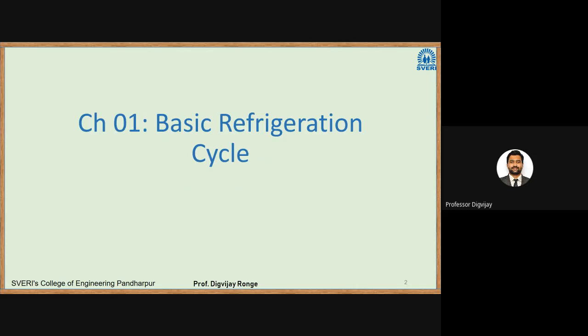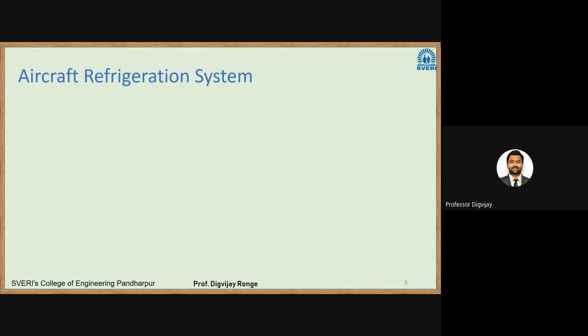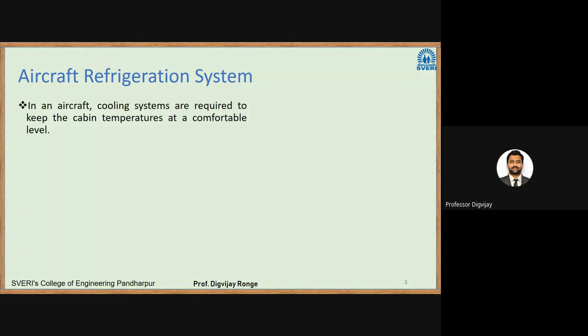So we are in the first chapter: aircraft refrigeration system. Though this is a very advanced topic in this field, as we are discussing the Bell-Coleman cycle and air refrigeration cycles, this has to come into the picture. In an aircraft, cooling systems are required to keep the cabin temperature at a comfortable level.